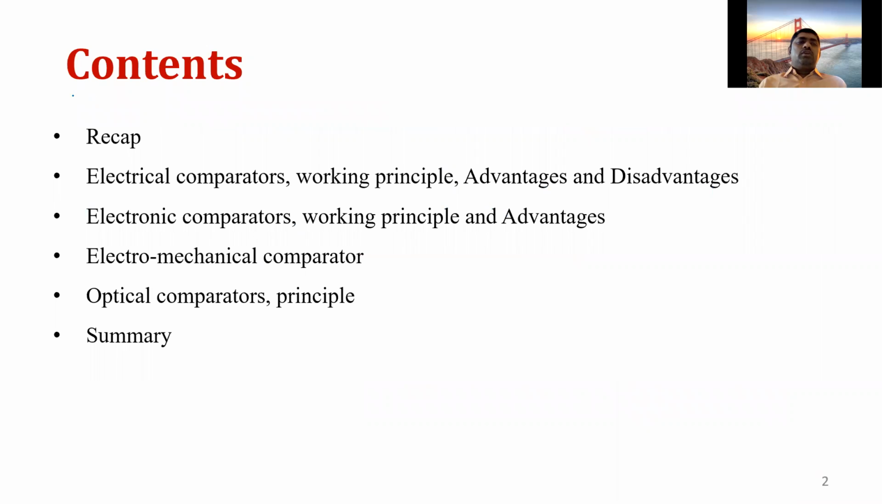So the contents of today's topic are: recalling of lecture 3, and then we will discuss the electrical comparators, working principle, advantages and disadvantages. Then we will discuss the electronic comparators, working principle and advantages. Then we will discuss the electromechanical comparator, and then optical comparators and their working principle. Finally, we will summarize today's topic contents.